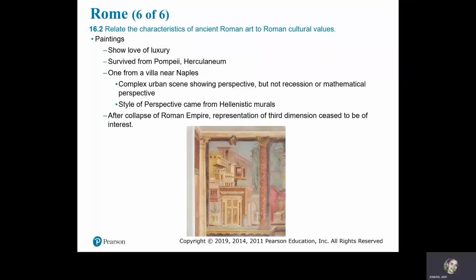Paintings in Rome show love of luxury. They survived from Pompeii and Herculaneum. One from a villa near Naples is shown. It has complex urban scenes showing perspective, but not recession or mathematical perspective. The style of perspective came from Hellenistic murals. After the collapse of the Roman Empire, the representation of the third dimension ceased to be of interest. And then one-point perspective in general was rediscovered during the Renaissance.